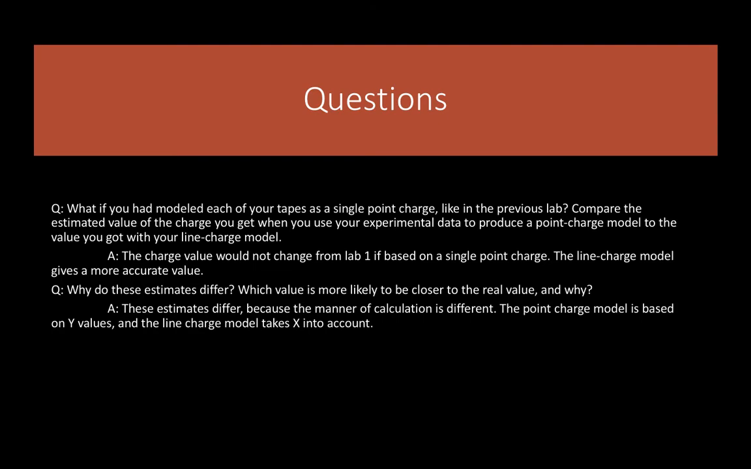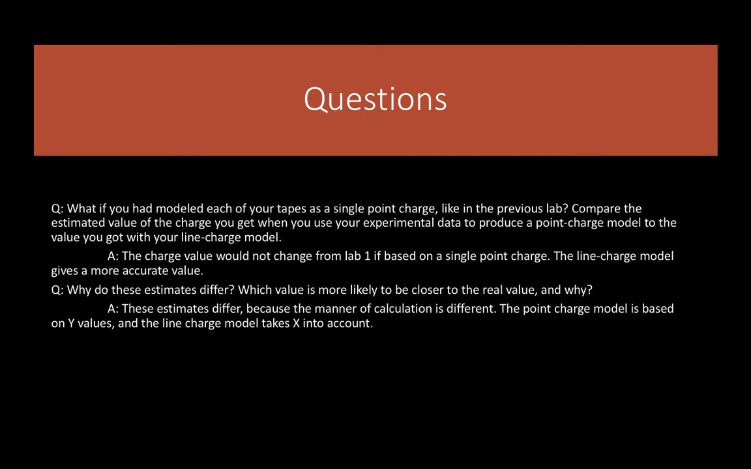So the charge value, if we were still using just a point charge model here, our values would look the exact same as they did in lab 1, because that's literally lab 1. But when you do the line charge model, you get a slightly larger and more accurate value for charge, because you just have more charges available, and you can always get a better estimate whenever you have more points to look at. And so the second question is, why do these estimates differ?